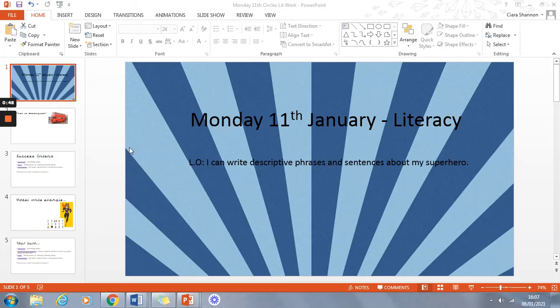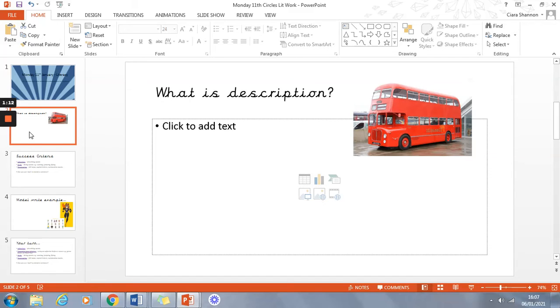So your learning objective today is to write descriptive phrases and sentences about your superhero. So you are going to be describing your superhero. So have a few seconds there to think about, if you remember, what we mean when we say we're going to describe. What does describe mean? Have a few minutes to think. Okay, when we are describing something, we are talking about how it looks, how it sounds, maybe how it feels, how it smells. We're using all of our senses that we learned about before to talk about how things look, smell, sound and feel, which we can do all of those with our superhero because we made them up, so we know the answers, don't we?